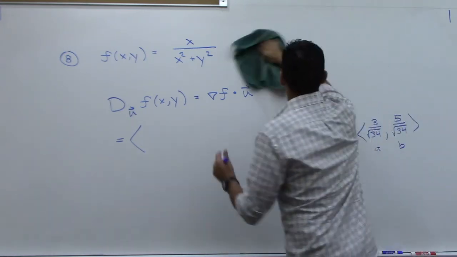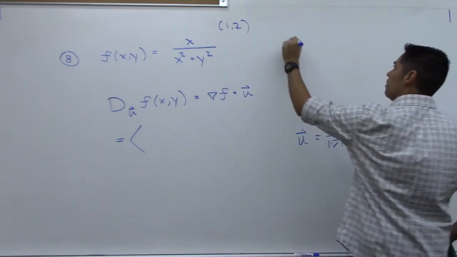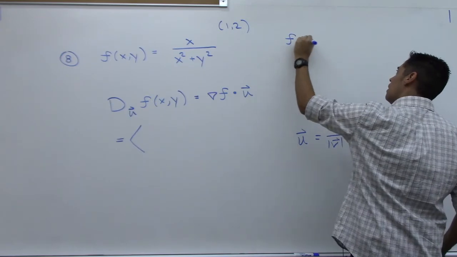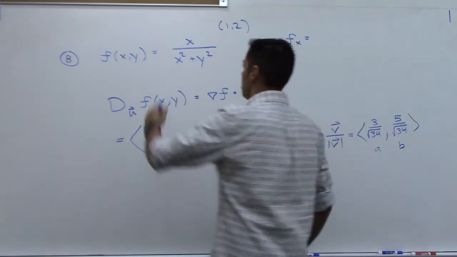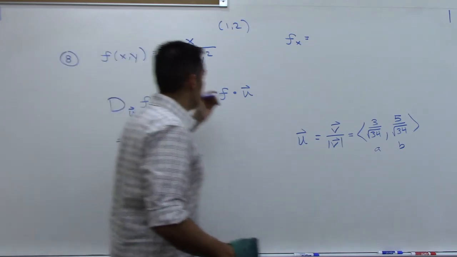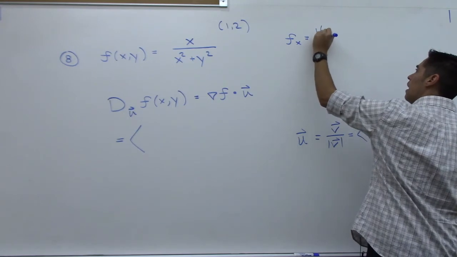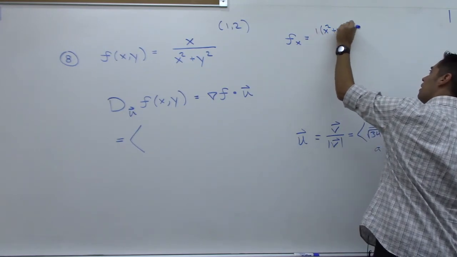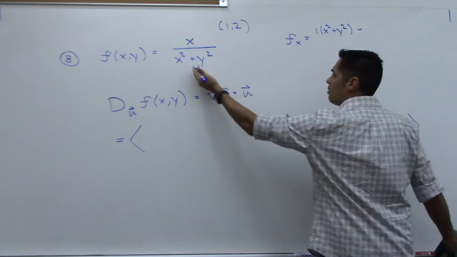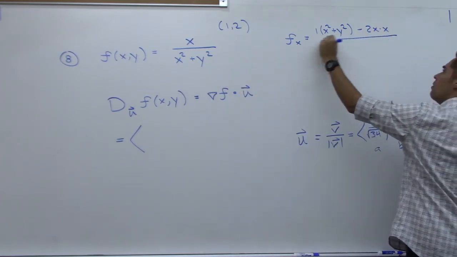I'll save this point, the point (1, 2). Okay, so what is the partial of f with respect to x? Well, I have a quotient. I have to do the quotient rule because x appears both in the numerator and denominator. So derivative of the top, 1 times the bottom, x squared plus y squared, minus the derivative of the bottom with respect to x, which is 2x, times the top, all over the bottom squared.